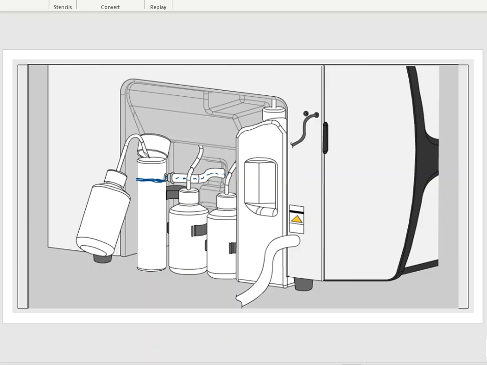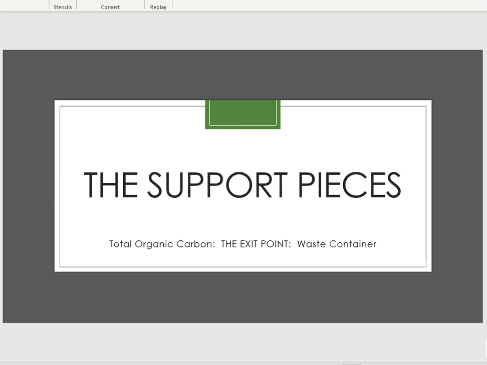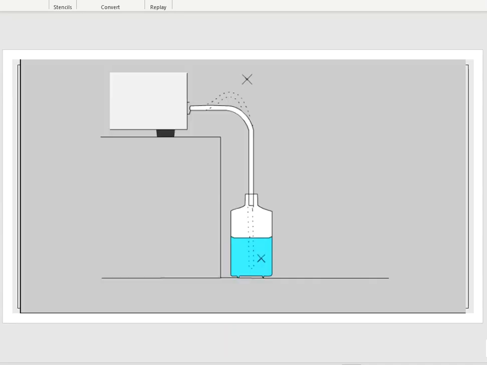So that is the dehumidifier. That is one of the exit chambers out of the machine. It's got to go somewhere, and it normally goes into a bucket that sits down below. This exit point that we're talking about is going to be the waste container. So this is where that sample is going to eventually end up, and all of that extra moisture is going to end up. So down below the TOC instrument, you will typically see some type of container.